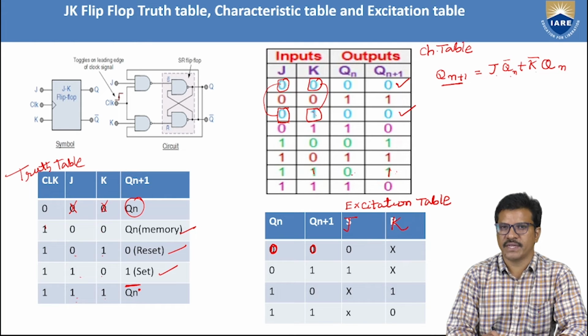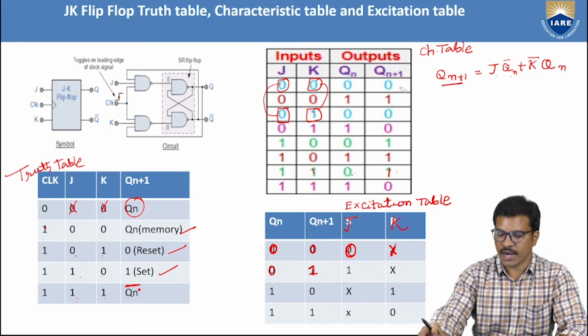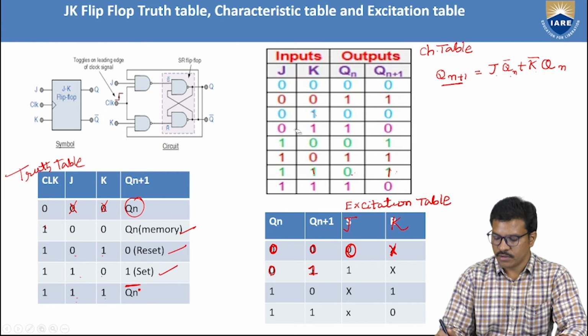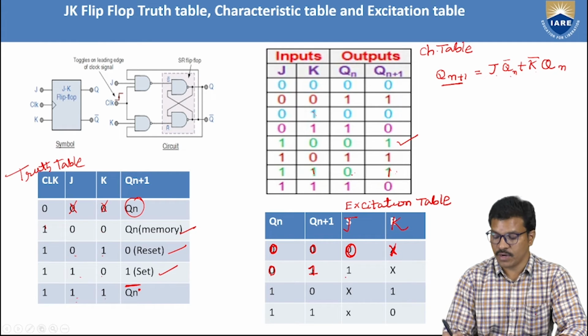So that will be represented by J kept constant, meaning we keep it 0, but K is transferred from 0 to 1, so we can take don't care: 0 and don't care. Similarly, if present state is 0 and next state is 1, what is the combination in the characteristic table? Present state 0, next state 0, next state 1.